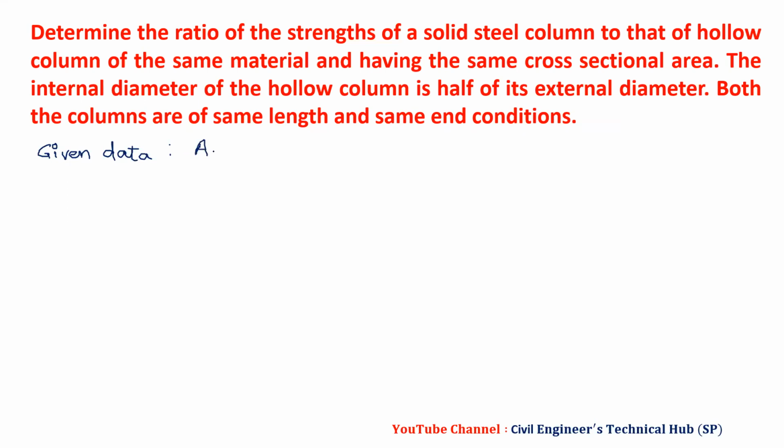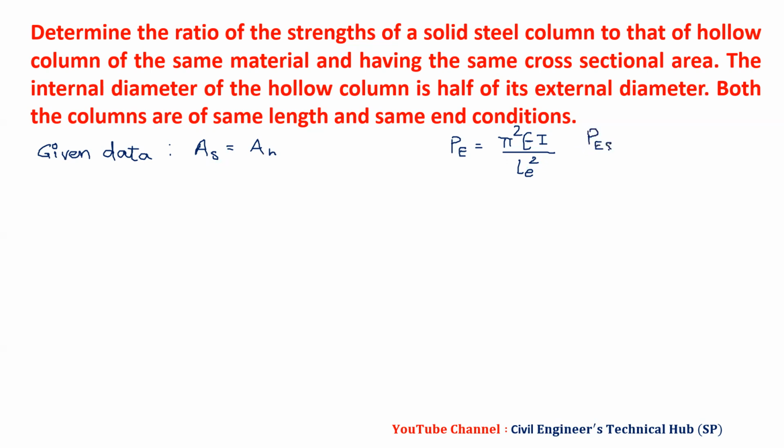We have area of solid equal to area of hollow. L we have same, and end conditions we have same, and therefore we have L effective same. Now the formula, if you will see, for PE: pi square EI upon L effective square. Now pi square same, E same, L effective square same. So what we will get?